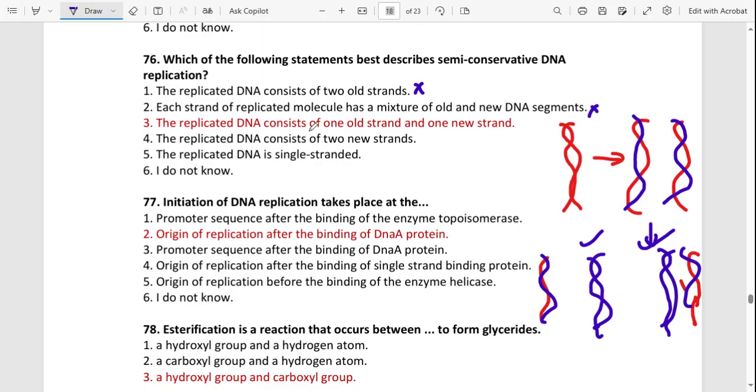The replicated DNA consists of one old strand and one new strand. Yes, this is true. This one strand is old, this one is new. Even here, this strand is old, this strand is new, even if they're of the same nature. I already explained this when we were talking about Meselson and Stahl's experiment. The replicated DNA consists of two new strands. Not really. Replicated DNA is not single-stranded. That's not true.